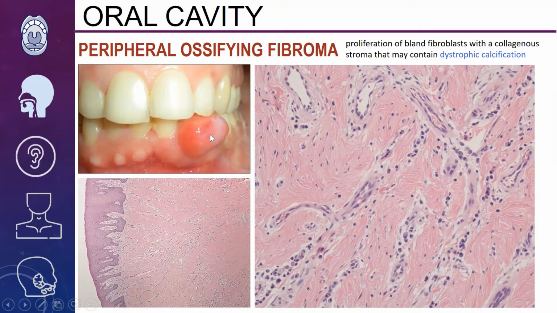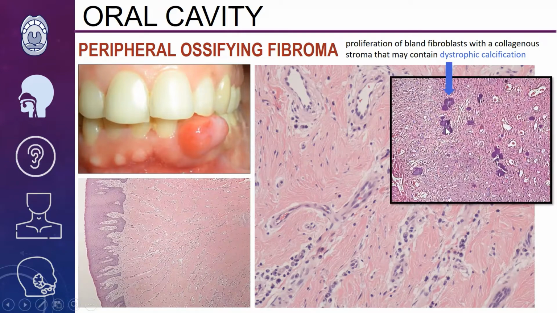Again, it is a reactive lesion composed of proliferation of bland fibroblasts with a collagenous stroma that may contain dystrophic calcification, as seen below. Since these lesions have a recurrence rate of 15 to 20%, complete surgical excision down to the periosteum is required.